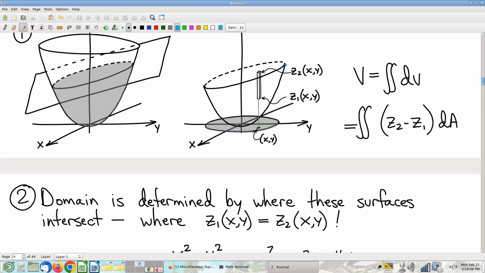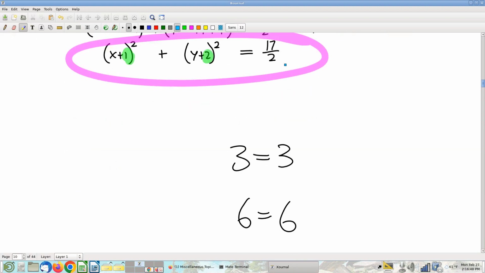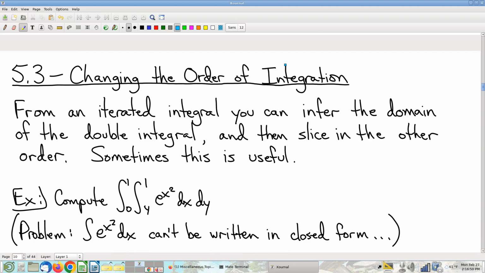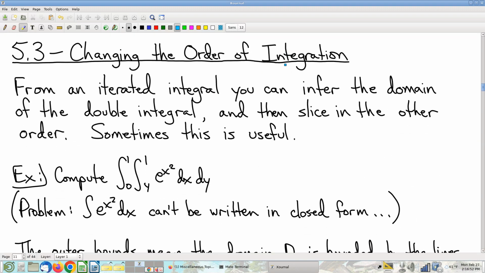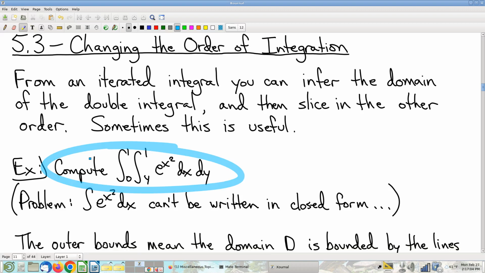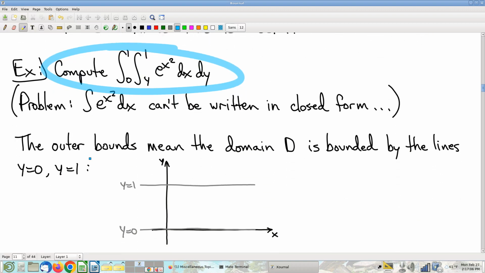Okay. All right, moving along. 5.3 is one of the shortest sections in the book. I think I'm going to spend probably about 5 minutes on this section. It's very quick. Not a lot to say, really. There's one big idea here, and that is if you're trying to compute an iterated integral, for example, this one, let's just dive right in.